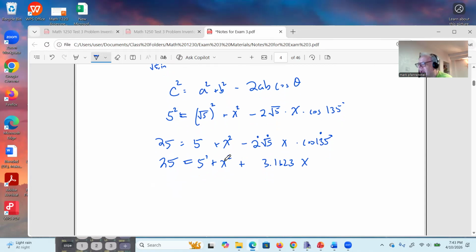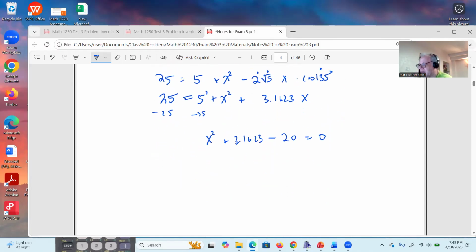All right, let's see what we've got here. Let's subtract 25 from both sides. So we have 5 minus 25, that's going to be negative 20. I'm going to rearrange the terms a little bit. We've got x squared plus 3.1623 x minus 20 equals 0, because we're subtracting 25 from both sides. At which point I'm going to say, okay, this is an x squared plus some kind of coefficient with an x, minus 20, is equal to 0.